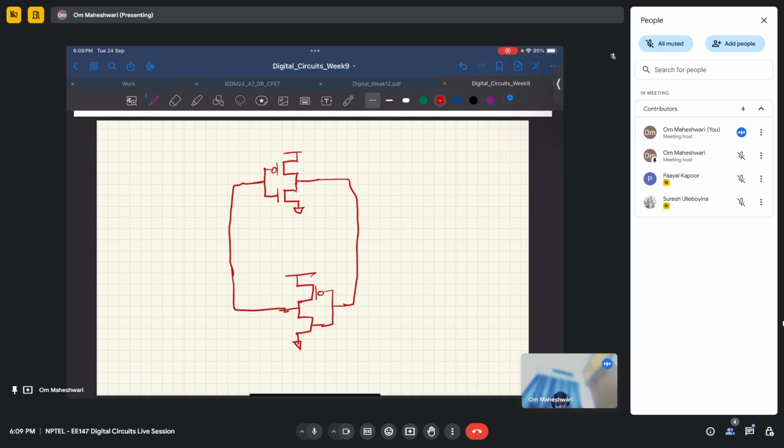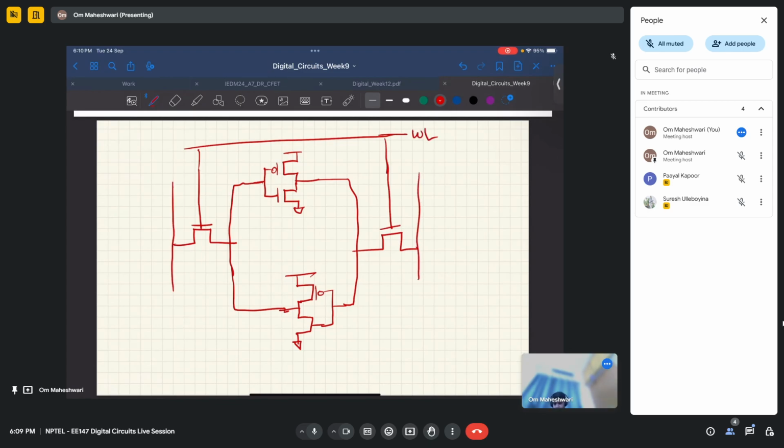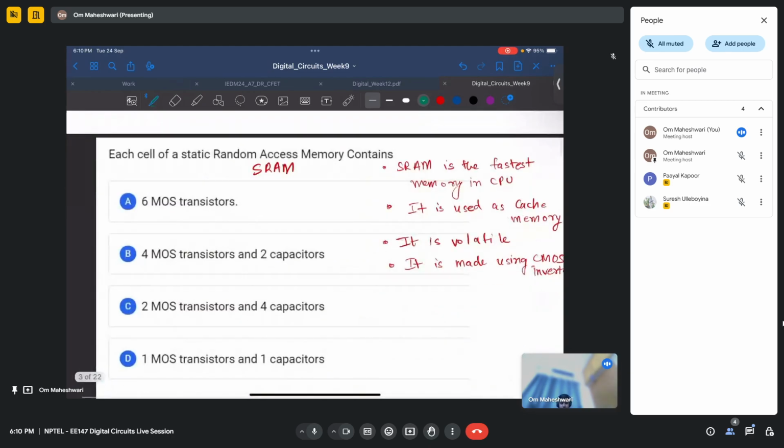Then we have two access transistors. This is the bit line and word line. Here we have a word line, and these two are bit lines. In total, we have six transistors: 1, 2, 3, 4, 5, and 6. So this circuit is also known as 6T SRAM, where 6T means 6 transistors. So an SRAM cell has 6 MOS transistors.